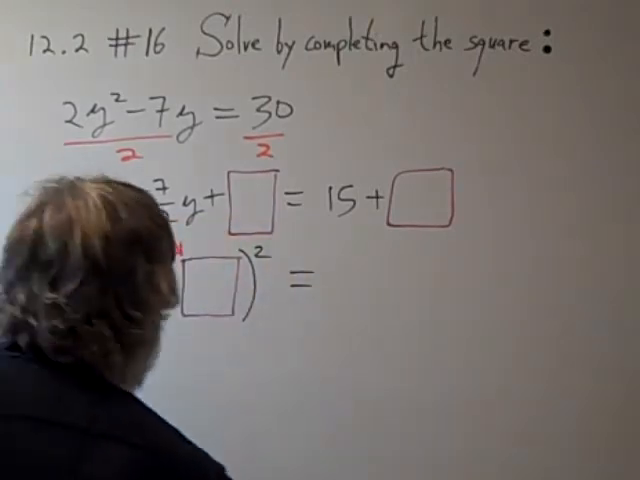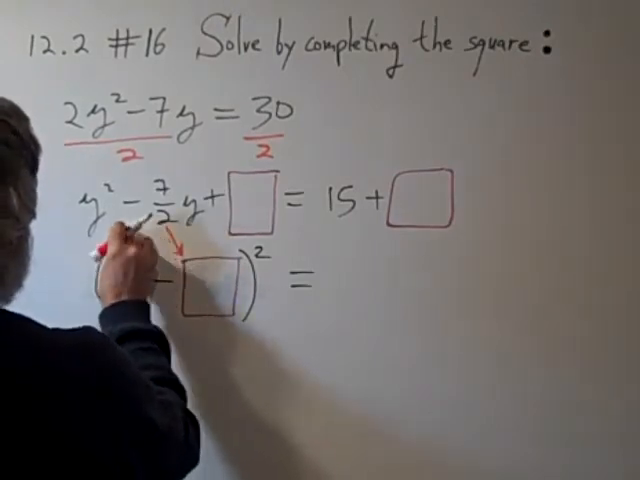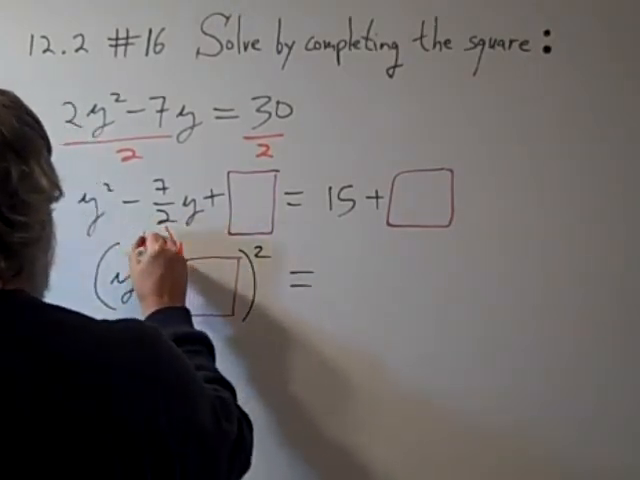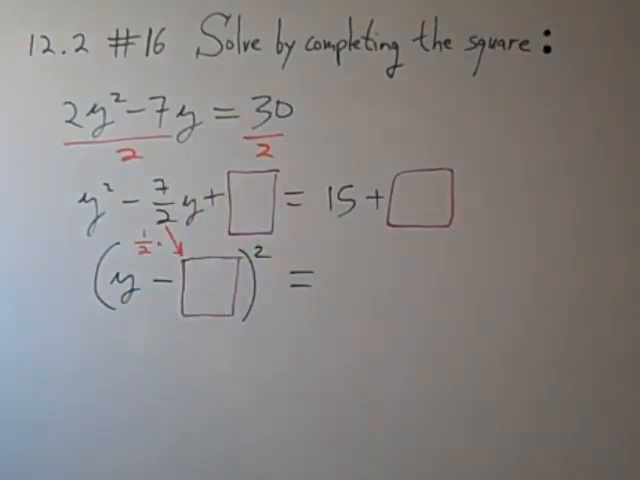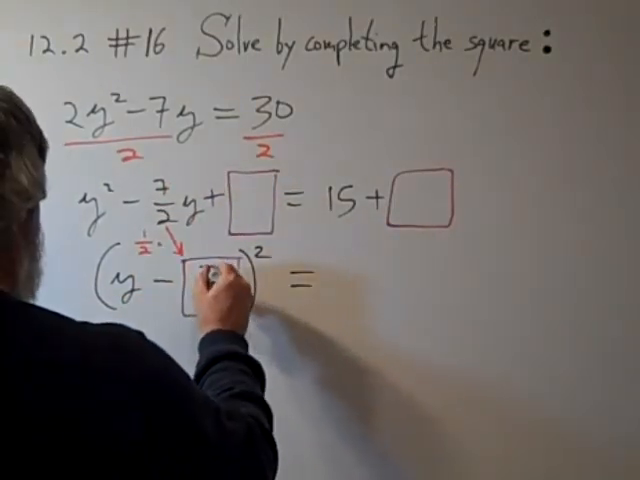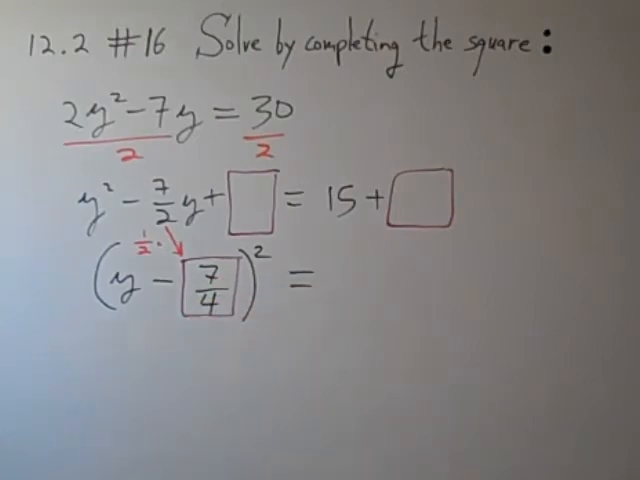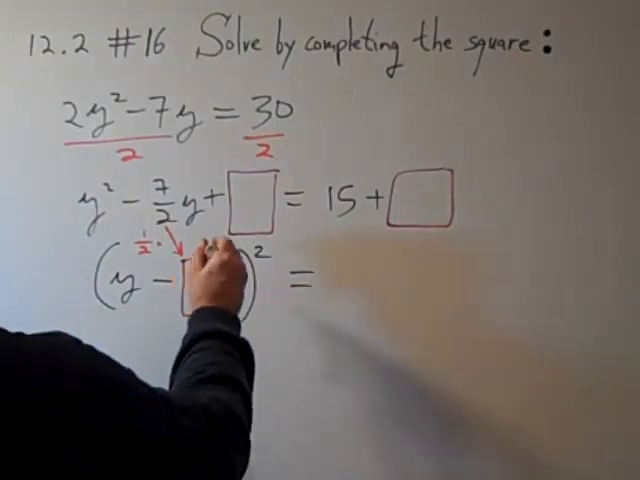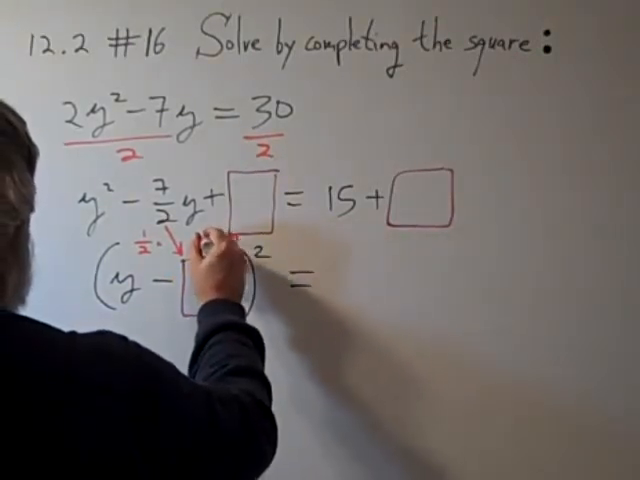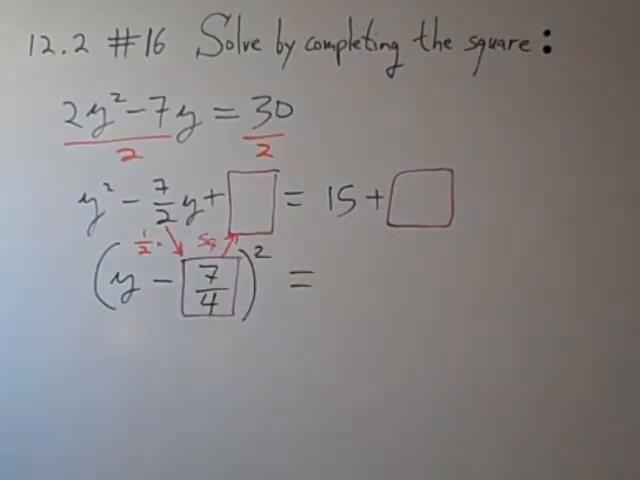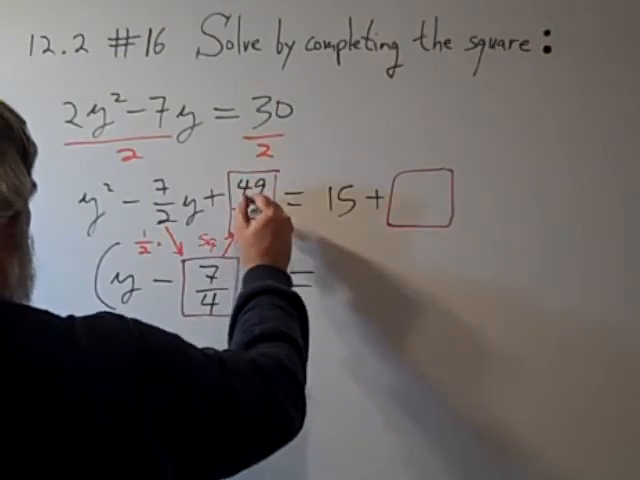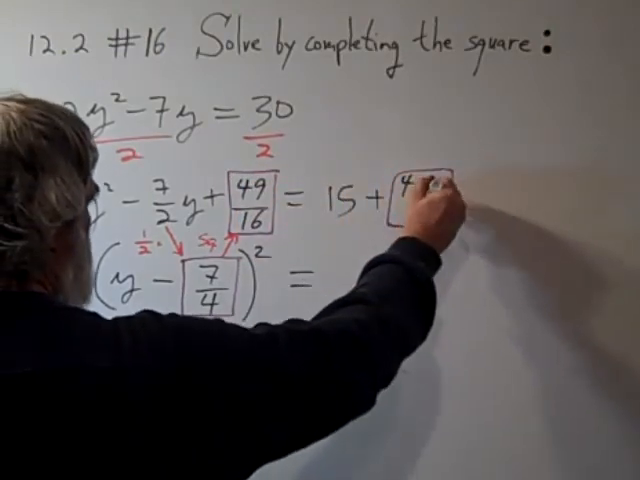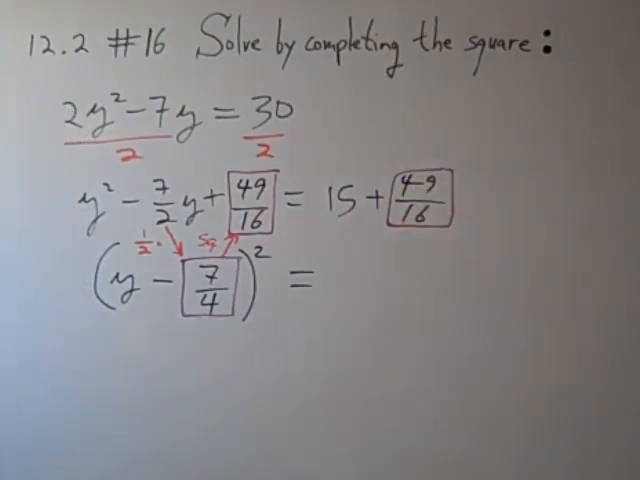Half of 7 halves, well, that's multiplying it times 1/2. So if we go 1/2 times 7 halves, we get 7/4. And then if we square the 7/4, 7/4 times 7/4 is 49/16. So we had to add 49/16 to both sides here.